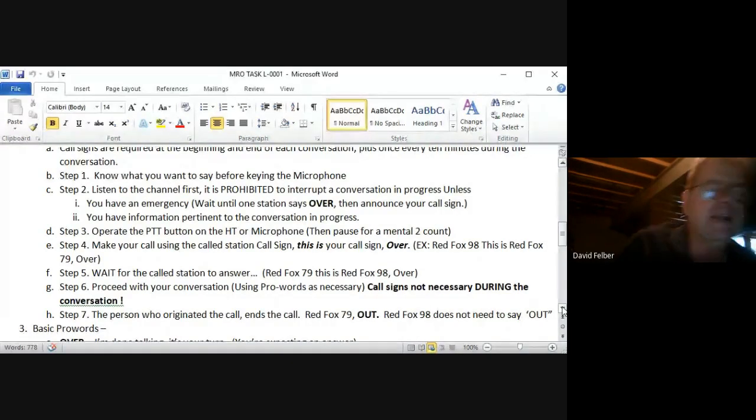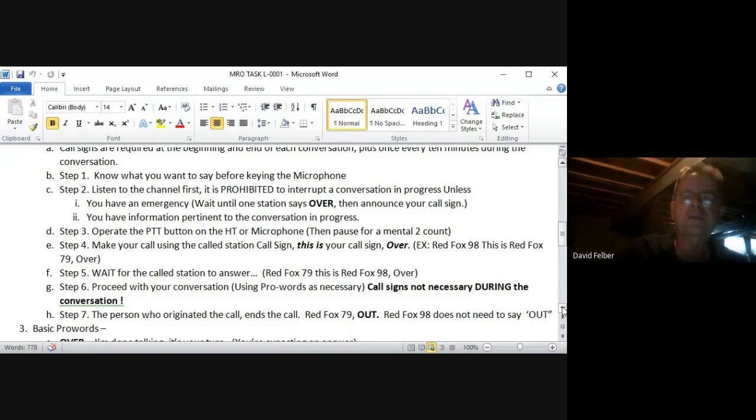So, I kind of changed the verbiage on there a little bit. I called Red Fox 79er. Okay, once we established contact, call signs were no longer necessary. And then, as step 7 says, the person who originated the call ends the call. So I ended the call by saying Red Fox 9 or 8 out. If Red Fox 79er wanted to add anything to that conversation, he would have to call me again. We'd have to reestablish communications, and then we could continue.